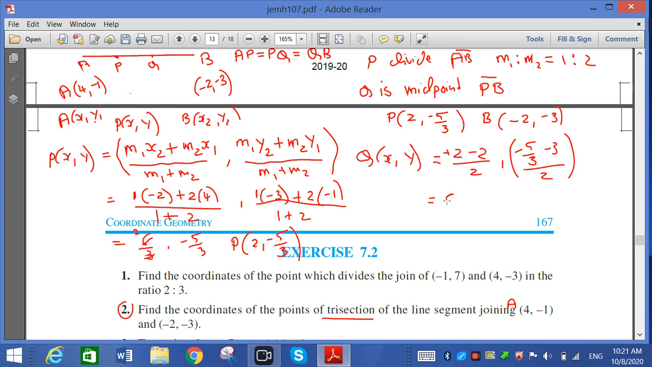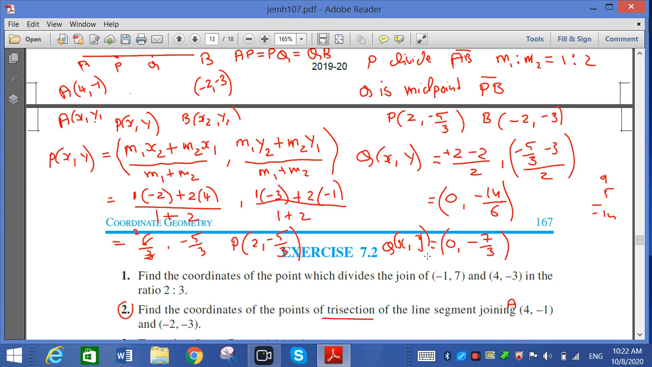So here it is 0. Here, minus 5 by 3 minus 3: 3 3s are 9, minus 9 minus 5 is minus 14. Then 3 2s are 6, so divided by 6. Now if we simplify, 0 comma minus 7 upon 3. So 0 comma minus 7 by 3 is the value of Q.